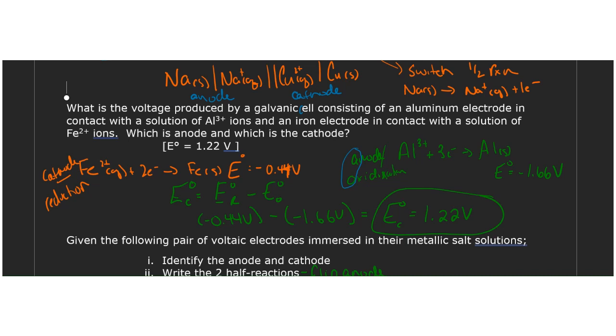I'm not writing any sort of overall reaction here, so I don't have to worry about balancing. I'm just calculating. Everybody hopefully has this written down somewhere on a cheat sheet, or will have it written down on their cheat sheet.